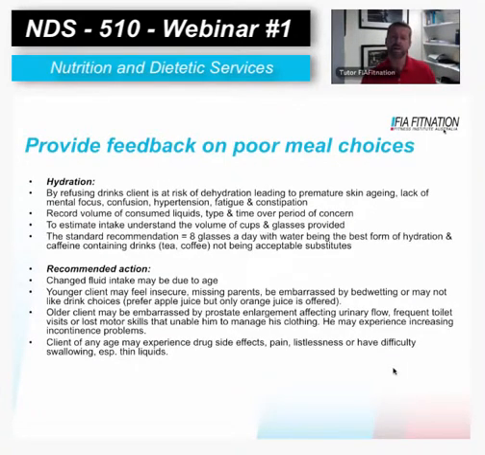Another area of feedback is in relation to hydration status. If a client does get dehydrated, that can impact on their metabolism. It can obviously lead to skin aging. It can reduce their mental focus. It can lead to generalized feelings of fatigue, and it can lead to constipation. So again, it's really important to record down the volume of liquid that they're consuming, the type of liquid that they're consuming, and the timing of the liquid.